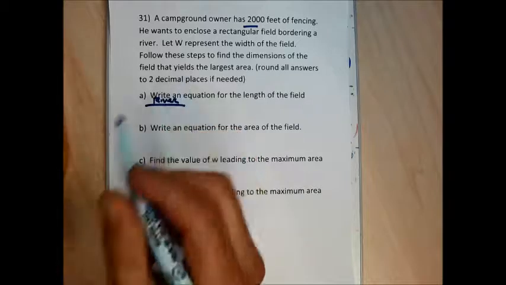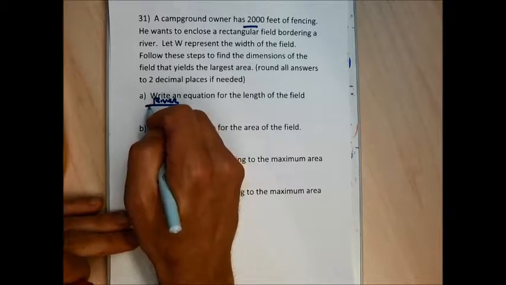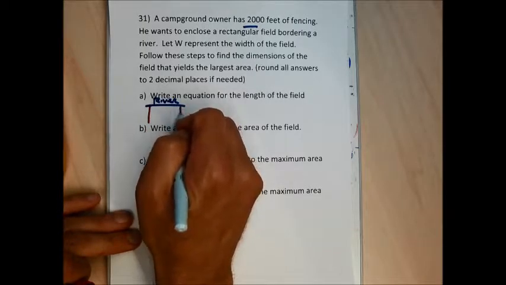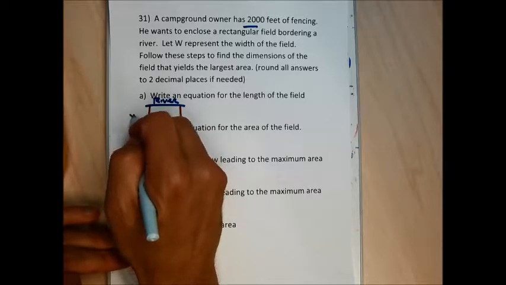I don't know why it doesn't say we don't need a fence next to the river, but that's supposed to be the case. And this is what we're building. We're going to build 3 sides.